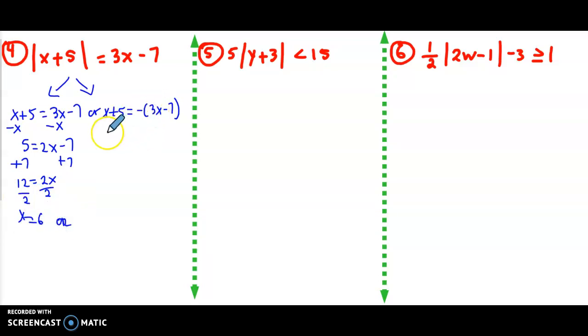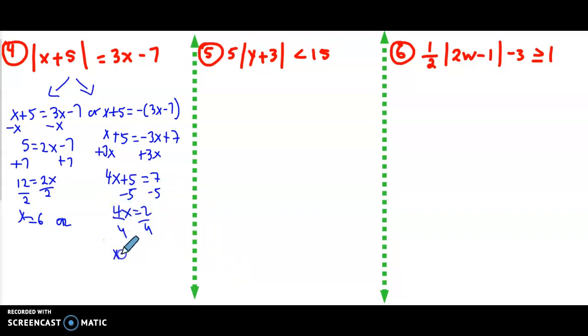Let me go to the other side. Be careful with the other side. You distribute the negative, which means negative 1, and negative times a negative is positive. Put your x's together. This is the smallest x. 4x plus 5 equals 7. Put your numbers together. 4x equals 2. And then if you divide both sides by 4, you would get x equals a half. So you got x equals 6 or x equals a half.